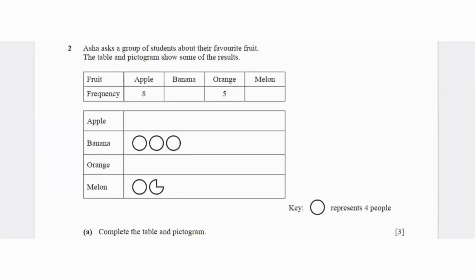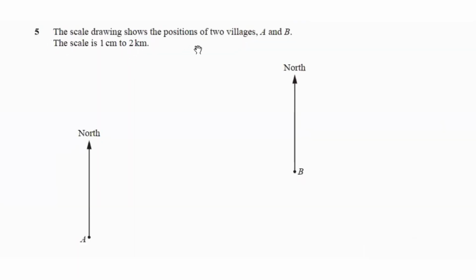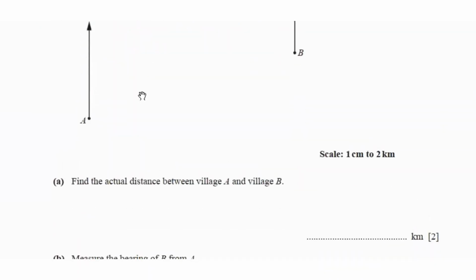Circle represents 4 people. The scale drawing shows the positions of 2 villages A and B. The scale is 1 centimeter to 2 kilometers. Find the actual distance between village A and village B.